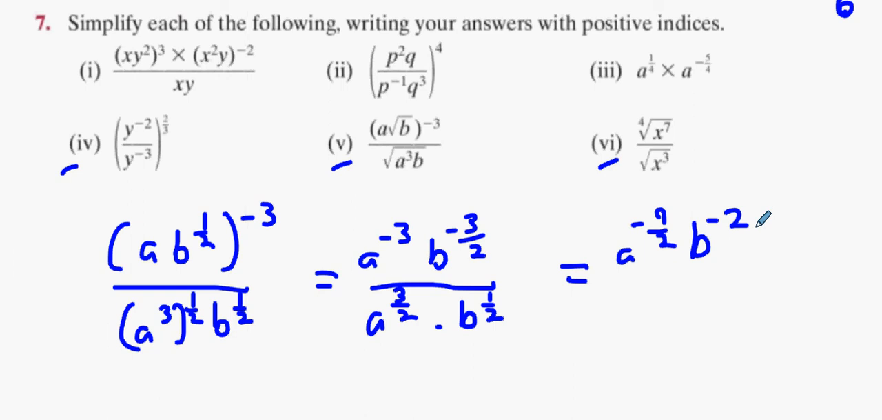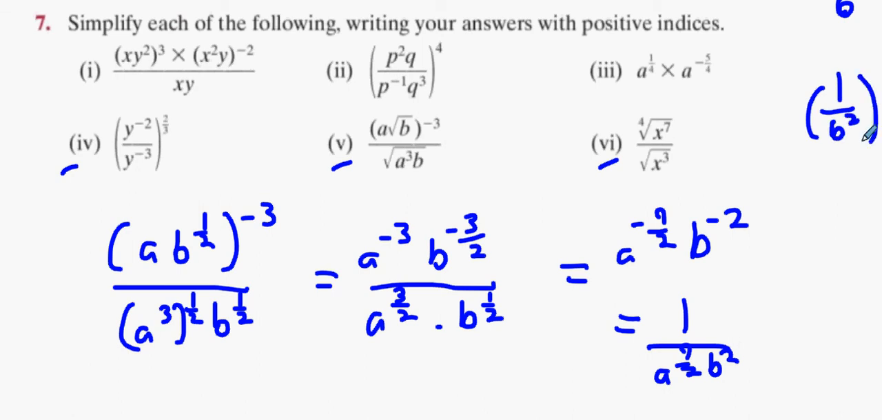Oh. Alright. Do you want to know what I can do then? Why don't I change that to 1 over a to the power of plus 9 over 2 and b to the power of 2. Just put them on the bottom. Remember what we learned earlier? That b to the power of minus 2 means 1 over b squared, and a to the power of minus 9 over 2 means 1 over a to the power of 9 over 2. Well done. Good observation. Okay.